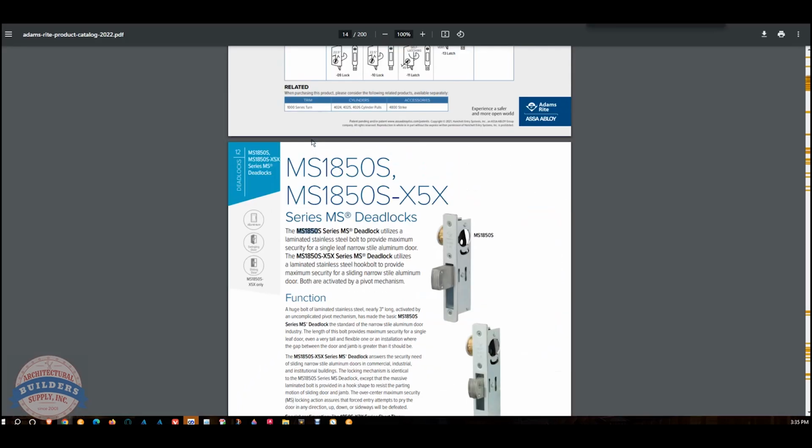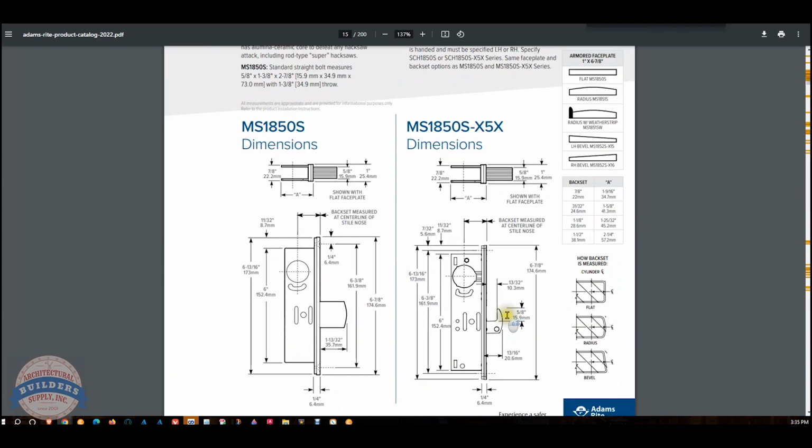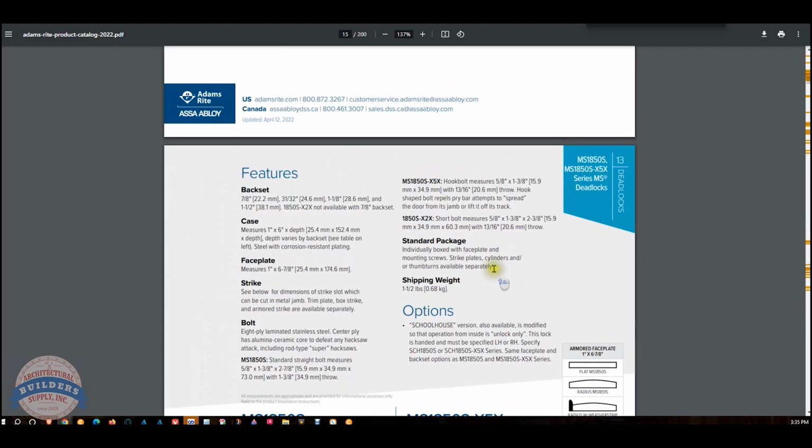So if we've got an Adams Rite MS 1850, the available backsets: 7/8, 31/32. Those two dimensions are extremely close to each other. 0.875 and then 0.97 basically. So like 3/32 of an inch away from each other. And then you've got 1 1/8, 1.5 inches.